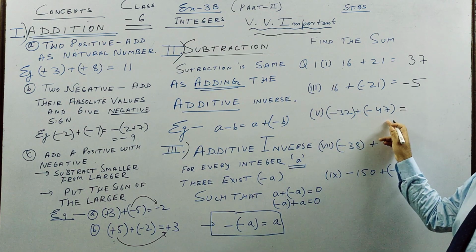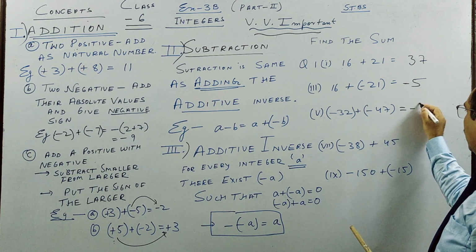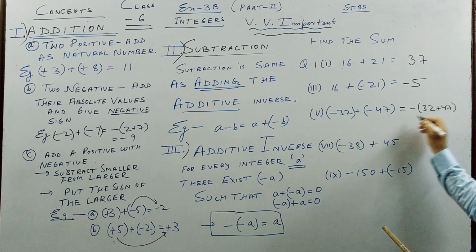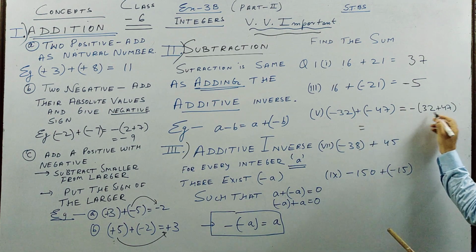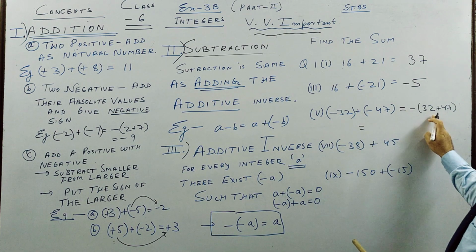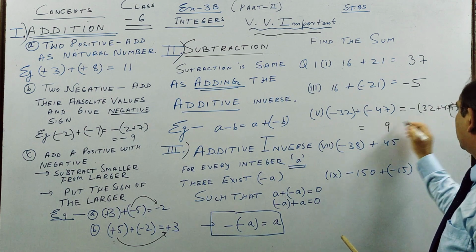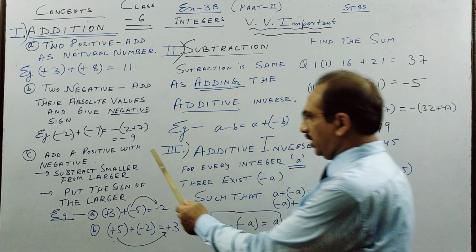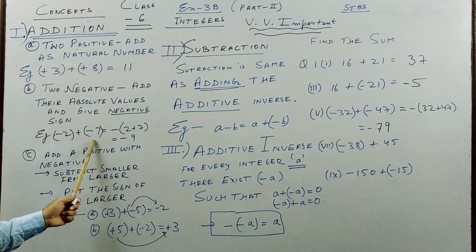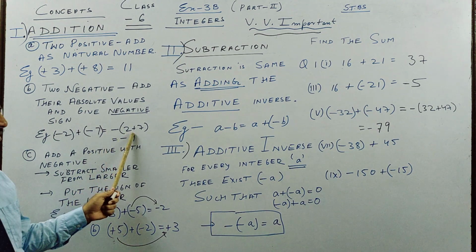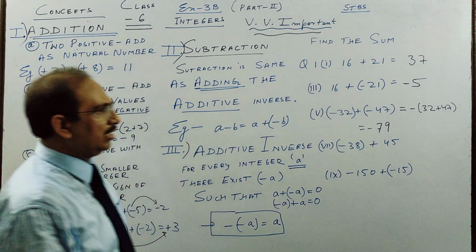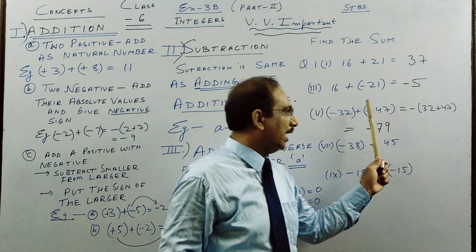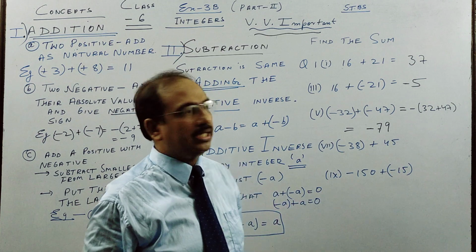If both of them are negative, there are two ways, children. Either you take out minus common and add them, or you can do it directly. So if you add 2 and 7 it is 9, and 3 and 4 is 7, so minus 79. So this rule, children: if both of them are minus, we take out minus common, add their absolute values and put the minus sign. You can go directly, or this is one intermediate step.